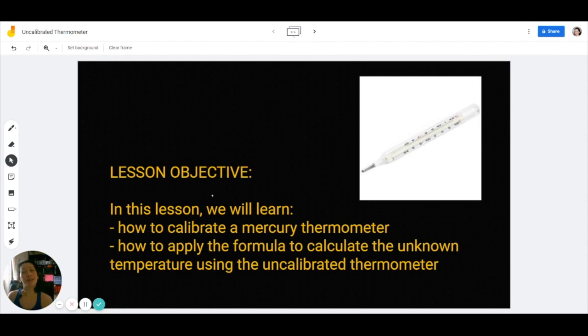In this video, we are going to be learning about the calibration of a mercury thermometer.